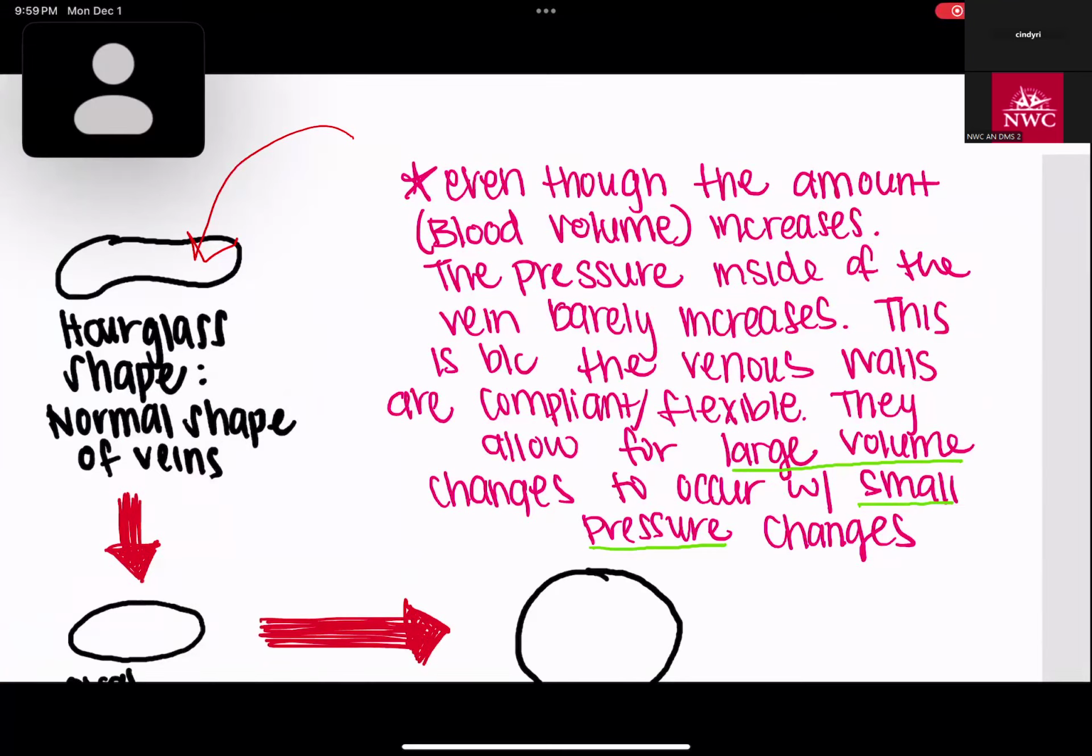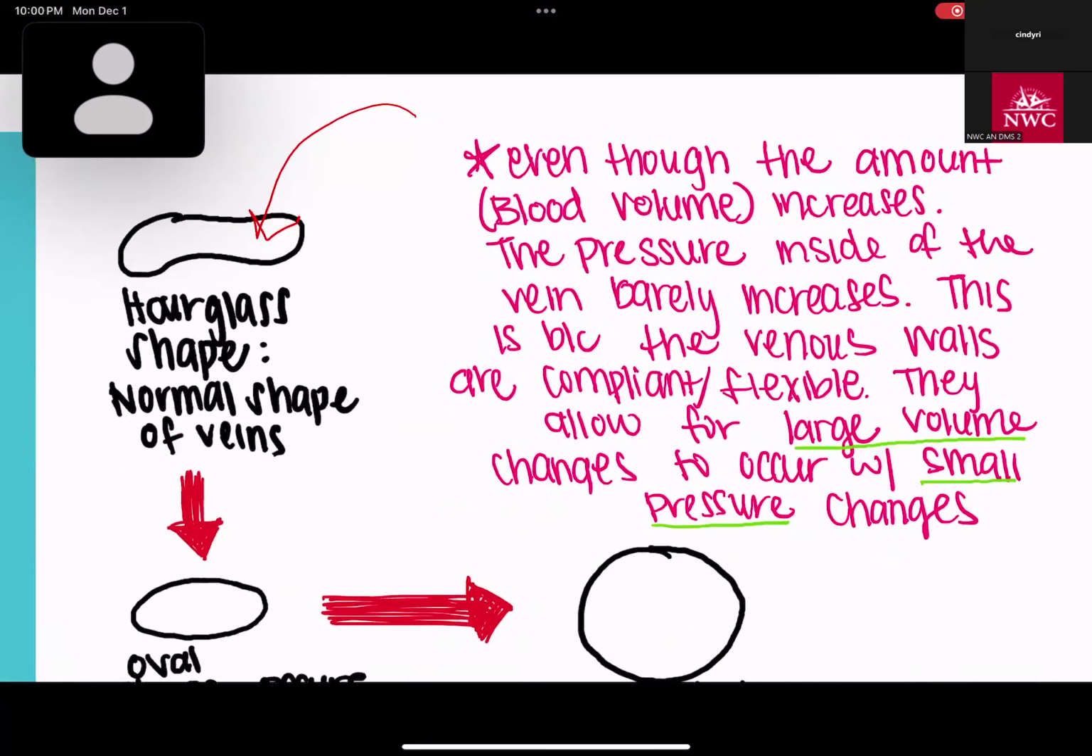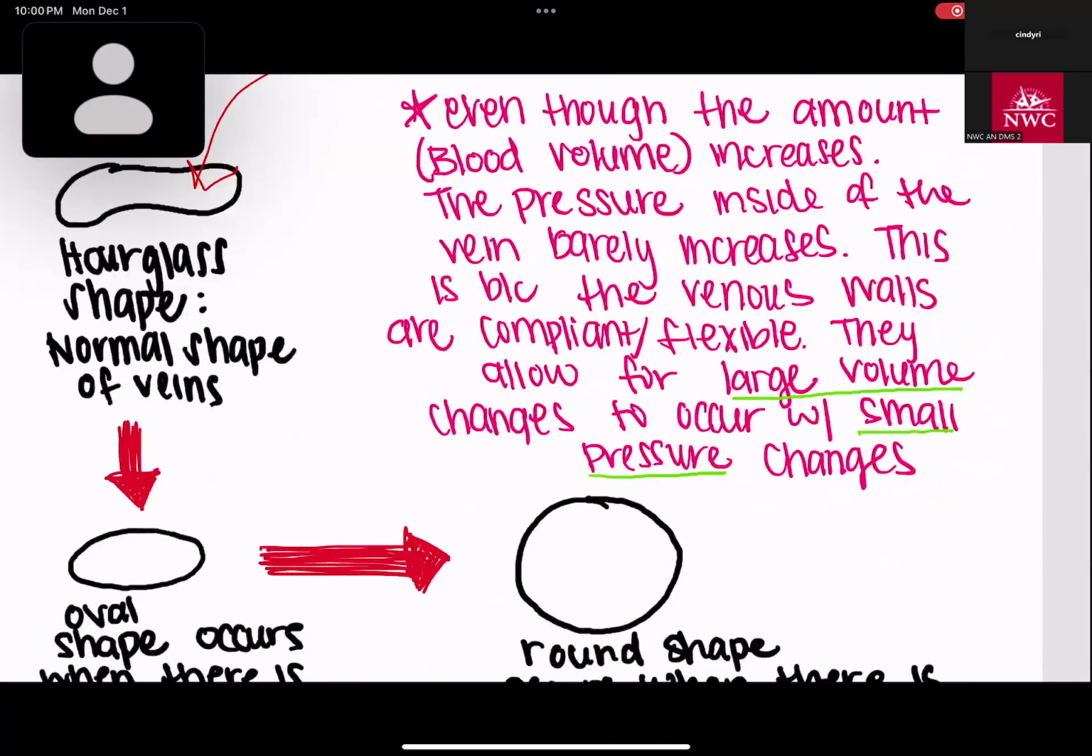However, you have to remember that veins are very flexible and compliant. For that reason, they'll simply accommodate that large increase in volume by changing their shape and size. So that vein will accept that large volume with very small pressure change simply because the shape of the vein changed. Arteries do not do this. This is a venous conversation.